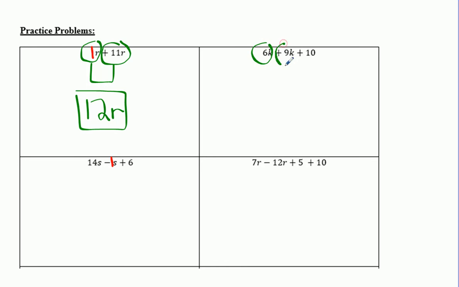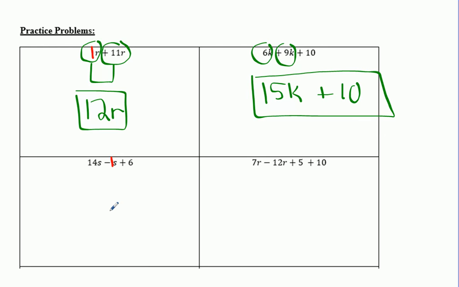Same thing here. Circle those like terms. 15K plus 10. I'm going pretty quick. Next one, here are the like terms, 14S and a negative 1S. So 14 minus 1 in my calculator will get me 13S. And just going to add the 6 on when I'm done.